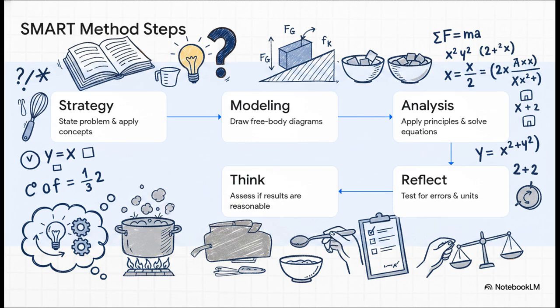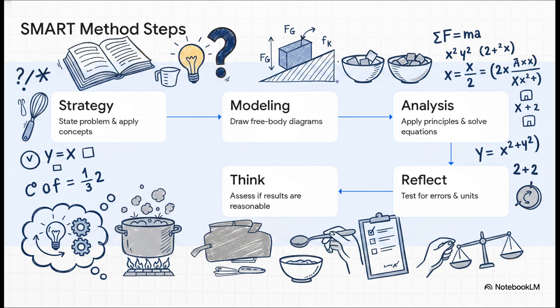Think of it kind of like cooking a really complex meal. Step 1 is strategy. You wouldn't just start throwing random ingredients in a pan, right? You read the recipe, state the problem clearly, and decide what concepts apply. Step 2 is modeling. This is laying out all your ingredients. You draw a free body diagram showing all the forces acting on the isolated body.